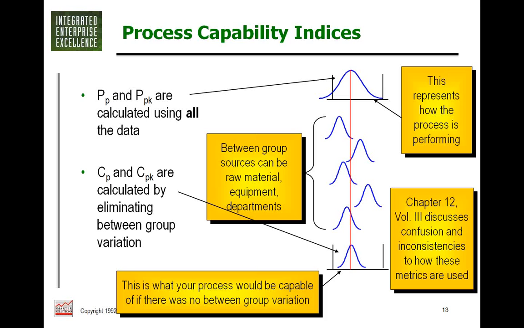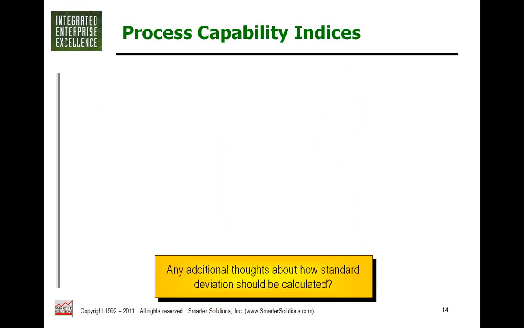Now, we can extend it to PP and PPK. So what's the difference? Well, the difference is that PP and PPK look at all the data to see how the distribution is performing relative to the specification limits. CP and CPK calculations are somewhat over the short-term period. So the variation between subgroups does not necessarily impact how CP and CPK calculations occur in the X bar and R chart, for example.